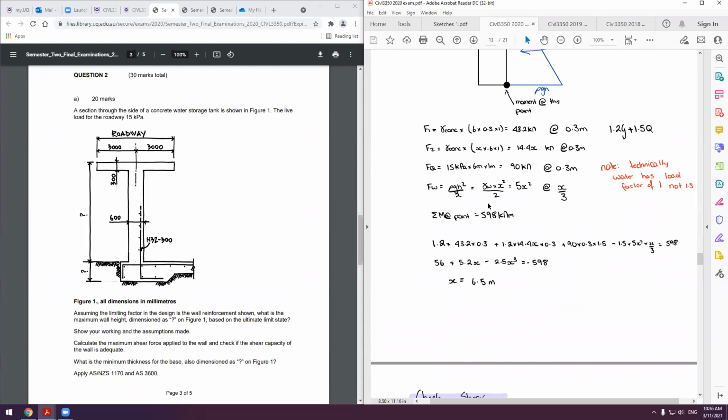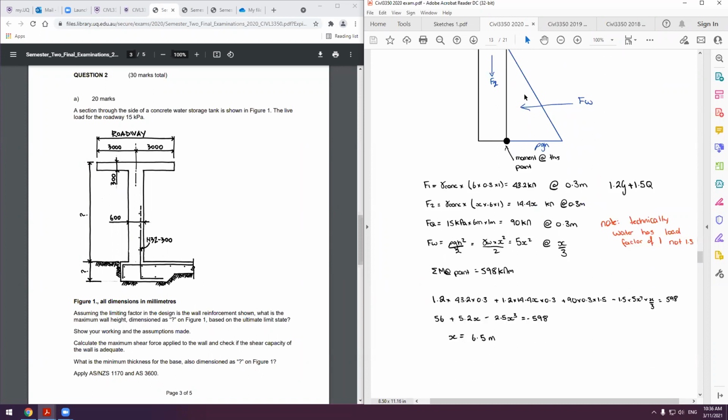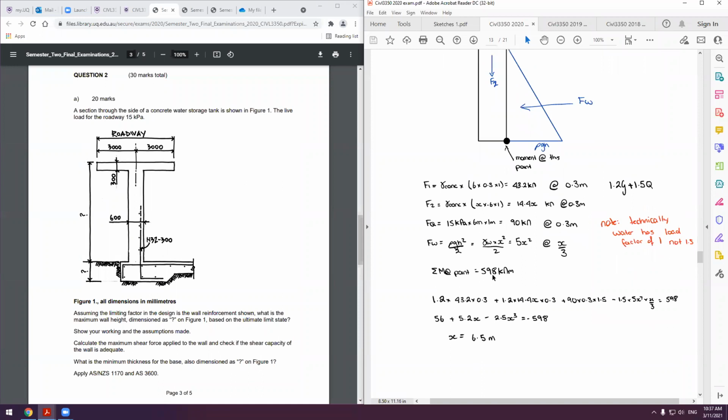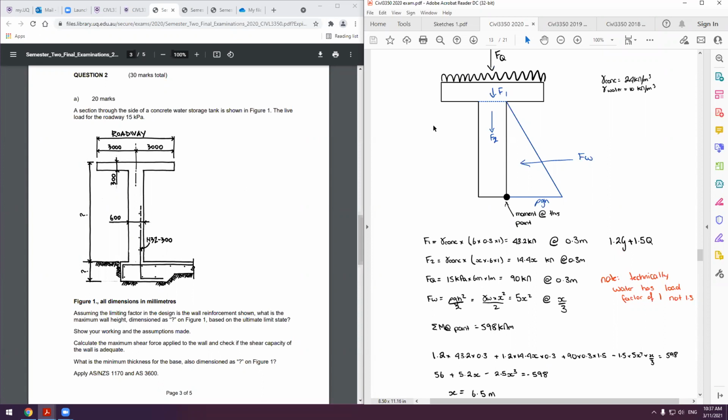And then calculate the sum of your moments. So we've got all our design loads, and then we have our max moment of 598 kilonewton meters. Make sure you include your load combination factor, so you can see where I've included 1.2 and 1.5 here, which gives us a height of 6.5 meters, which is that height. Should be that height. Yes.